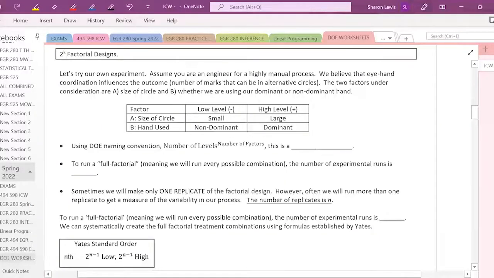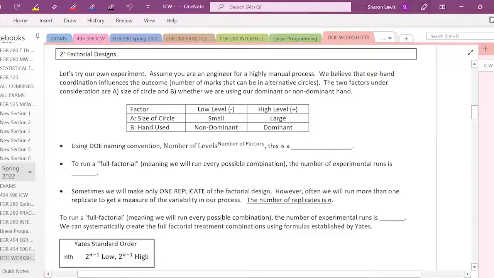It was very dependent on eye-hand coordination. The goal was to make as many ticks in some area, in some space. We asked what factors might affect that. Is the space large or small? So, size of circle: low level small, high level large. Another factor: am I using my dominant or non-dominant hand? So a second factor, hand used: non-dominant and dominant.